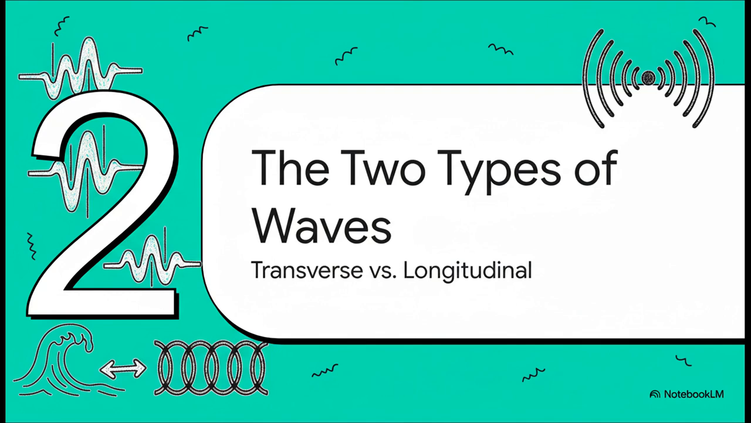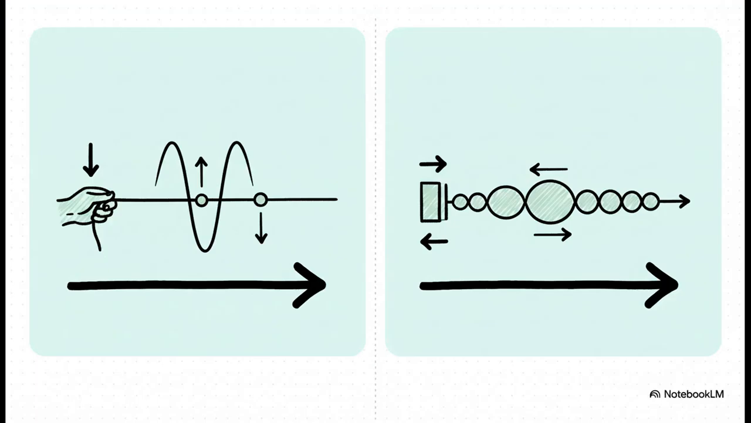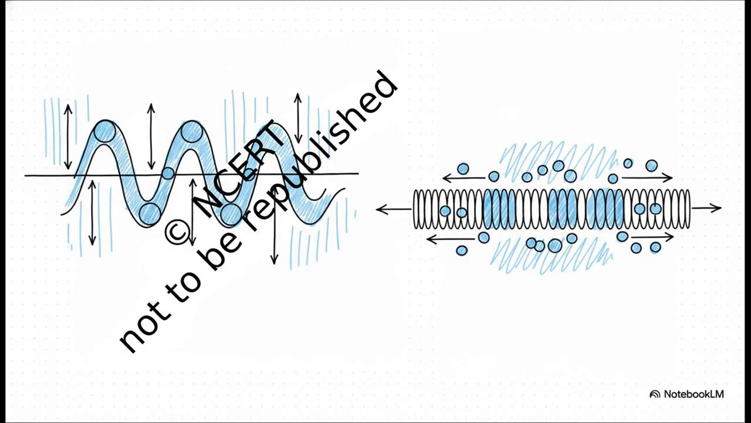All right, brilliant. So now that we know what a wave is, let's look at the two main types you'll see in your exams. Super easy to tell them apart, I promise. So it all comes down to one thing, direction. For transverse waves, the particles dance up and down, which is perpendicular to the way the wave is moving forward. Just think of wiggling a rope. But for longitudinal waves, the particles push back and forth, parallel to the direction of travel. A perfect example is sound traveling through the air.